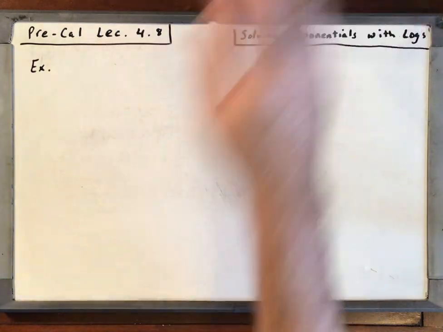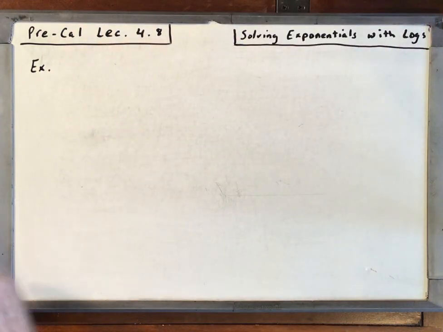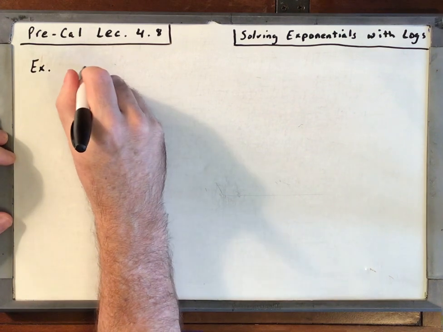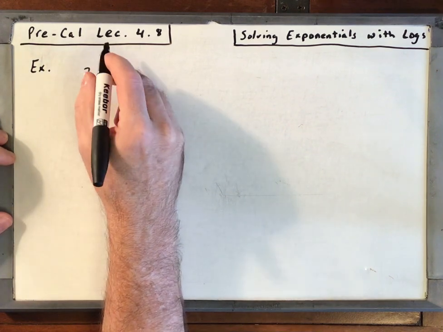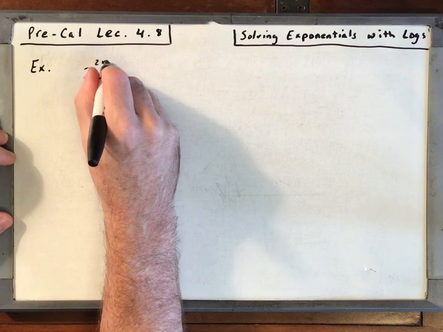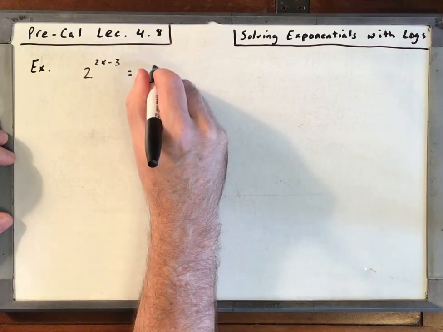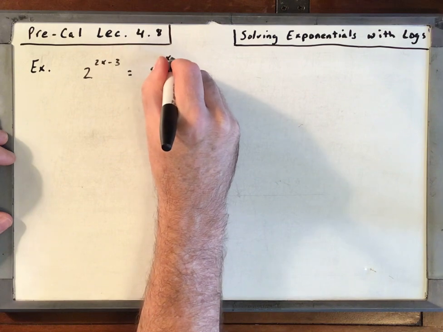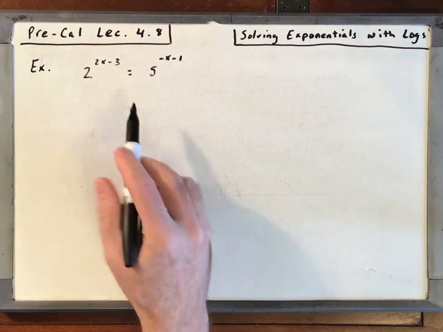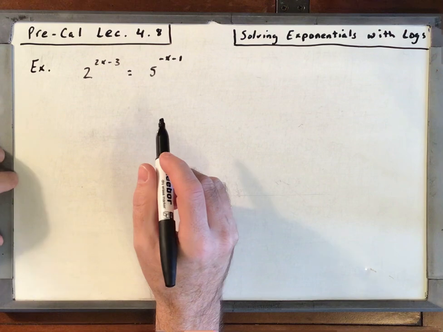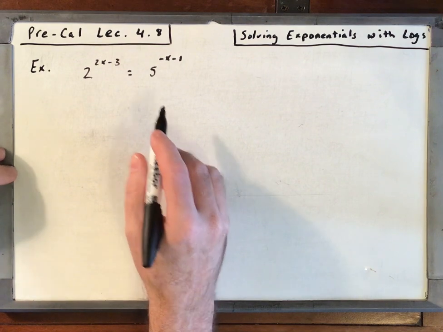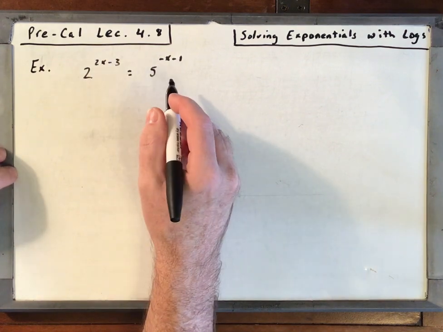Okay, next example is 2 to the 2x minus 3 is equal to 5 to the negative x minus 1. Now, I would hate to try to get that into common bases. That'd be a pain in the caboose. But we can take logs of both sides.